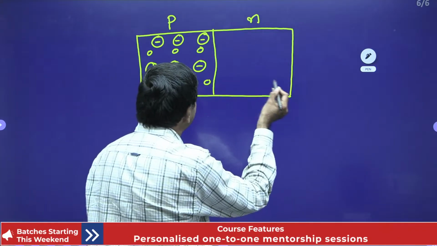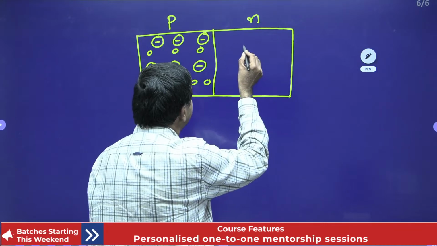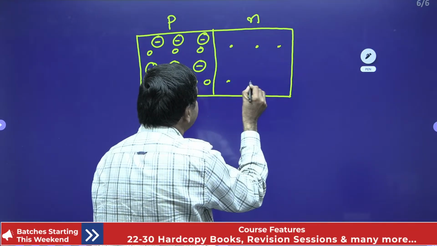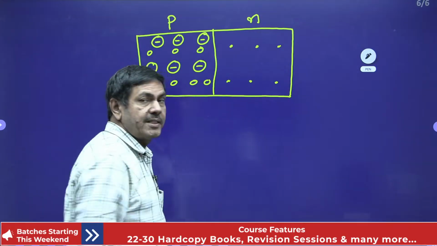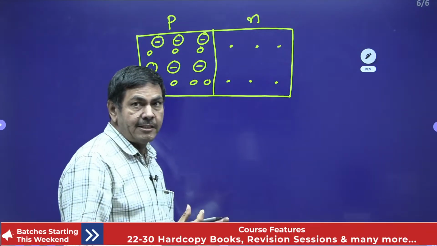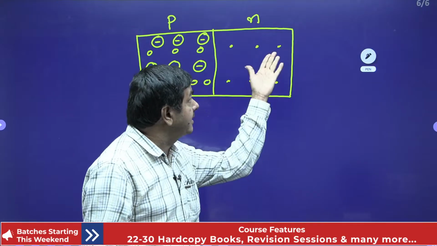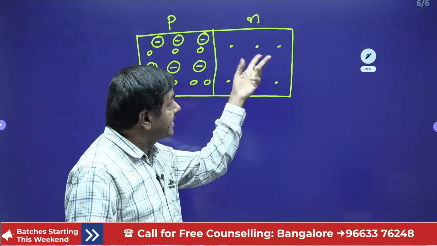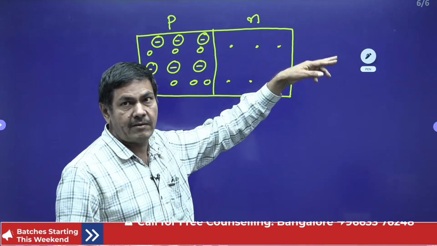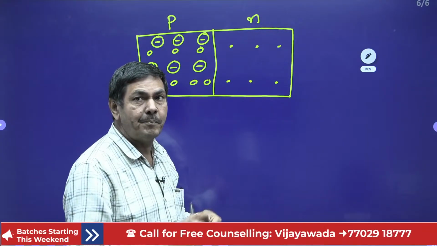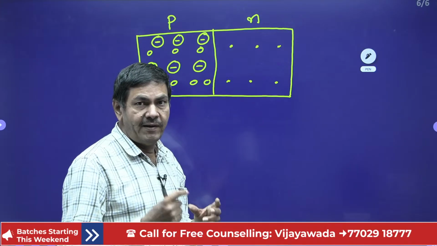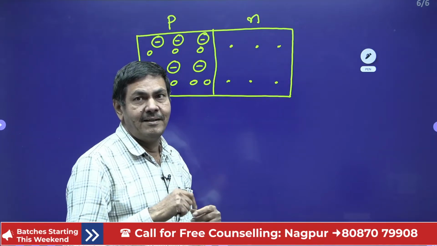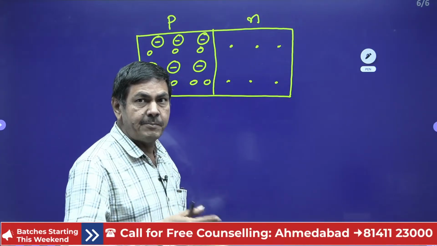But in the n-type extrinsic semiconductor, we can find a number of electrons. When electrons exist here, ions are also going to exist. When an atom loses an electron, that electron remains as an excess electron when you add a pentavalent atom. When an atom loses one electron, it becomes an ion, one positive ion.